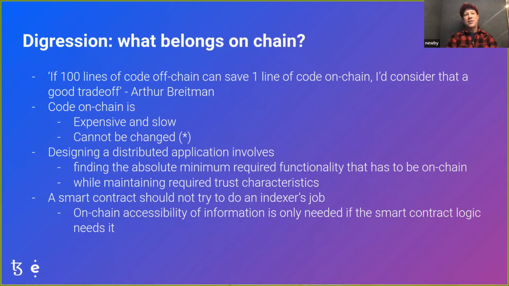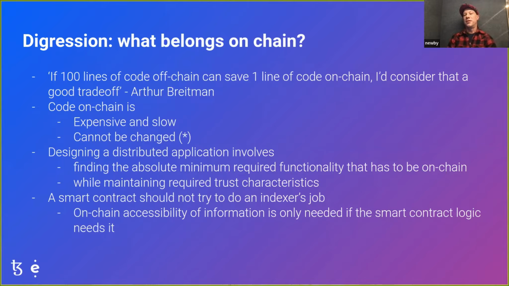So we don't want to store data on chain, but we also don't want to do very much computation on chain. Mr. Arthur Brightman came up with this great line: if 100 lines of code off chain can save 1 line of code on chain, I would consider that a good trade-off. It's expensive to run stuff on the chain because it runs everywhere. It's expensive and it's slow and it's very difficult to change. So, I mean, I'm a terrible programmer and I've got used over the years to the fact that I can write terrible code and then fix it in production or when a problem arises.